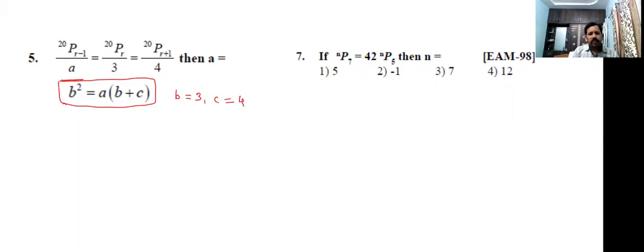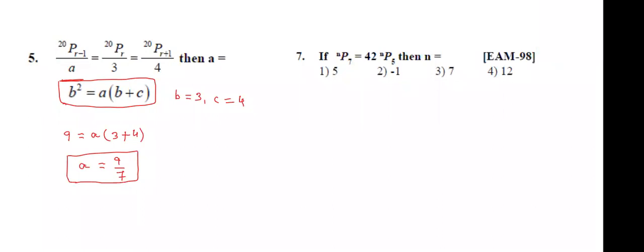Substitute those values in the question. See the formula, shortcut formula. B square, 3 square, 9, that is equal to A into B plus C, 3 plus 4. So what is A value, students? 9 by 7. This is the answer. Remember the shortcut formula, then you will understand easily. Okay.